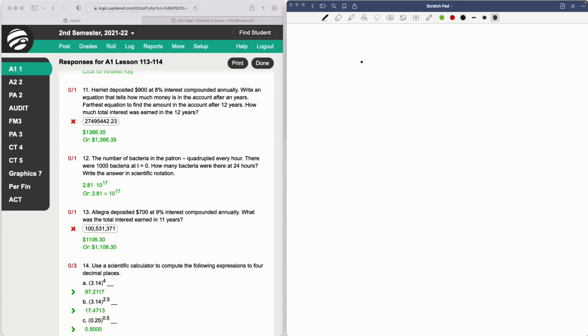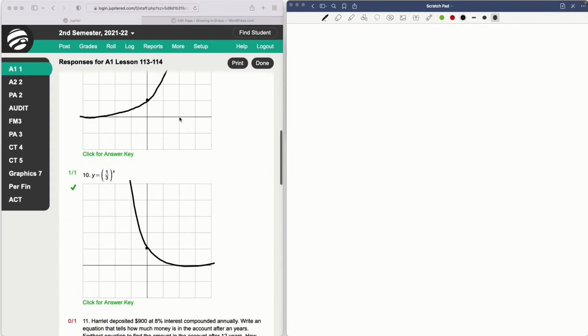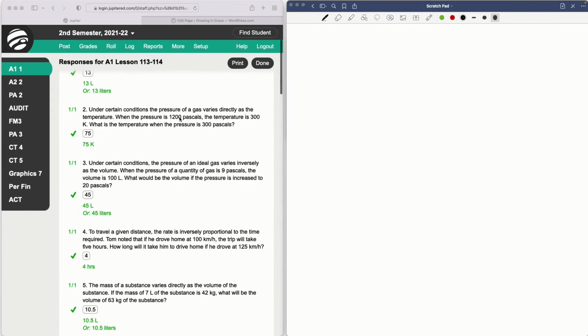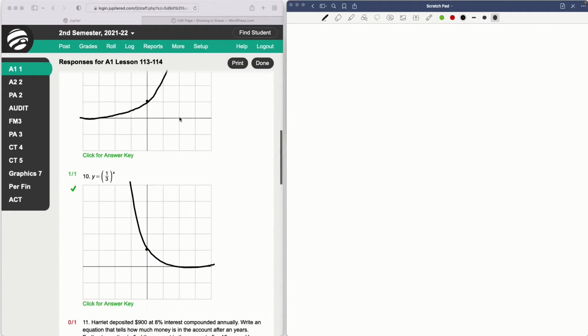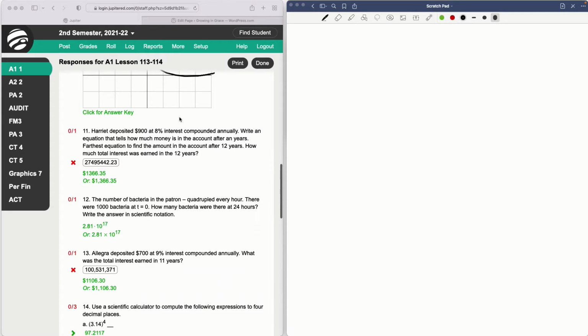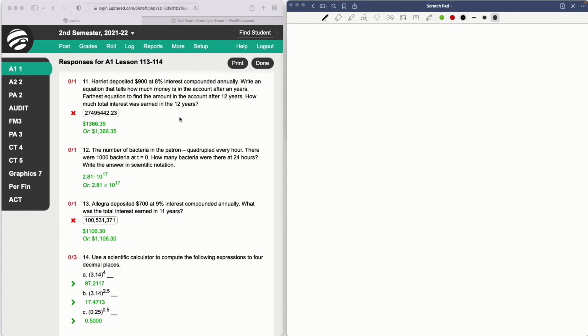Just looking at lesson 113, 114. I thought you might need a little bit of extra guidance. So the rest of these, 1 through 10, you got right. You did fine with all of those. And your graphing, you did great on your graphing. Good job there. Number 11, it looks like where we are having these rates, you're having some struggle. So I wanted to go ahead and knock that out with you.